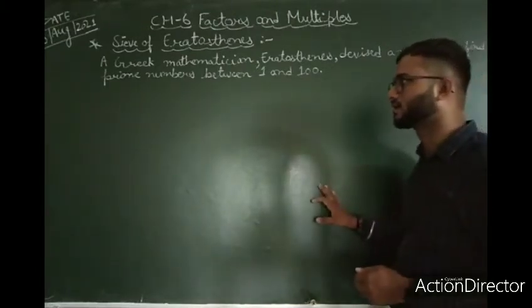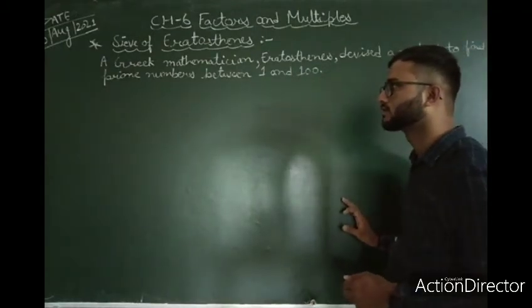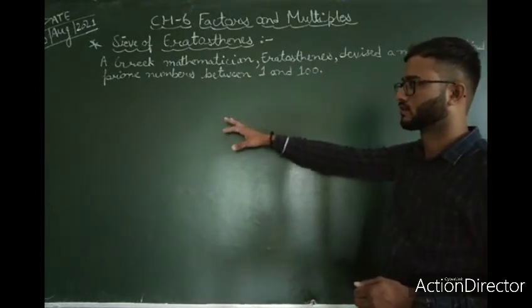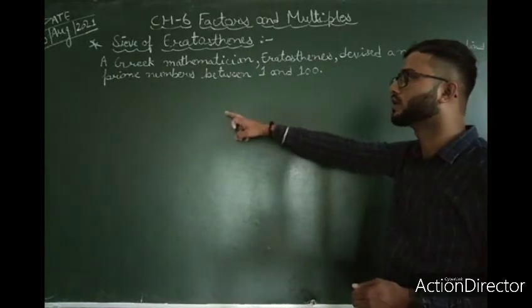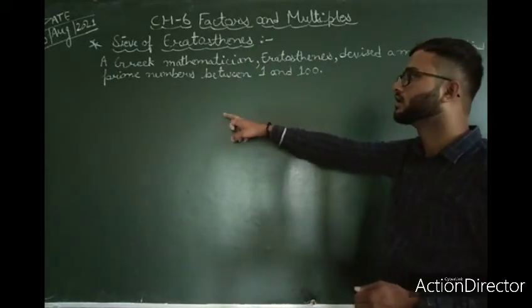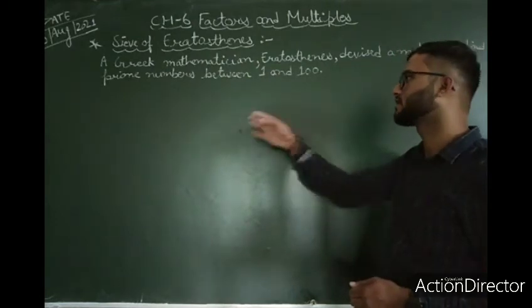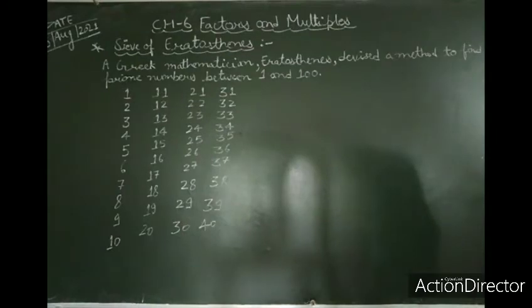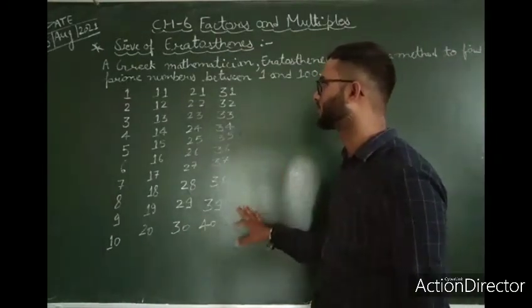What is the basic method here? First we write the numbers 1 to 100, right? And we cross out 1 because it is not a prime number, and after that we circle 2 and cross out the multiples of 2. We apply the same rule with other numbers also. This method is also given in your math book, page number 55.